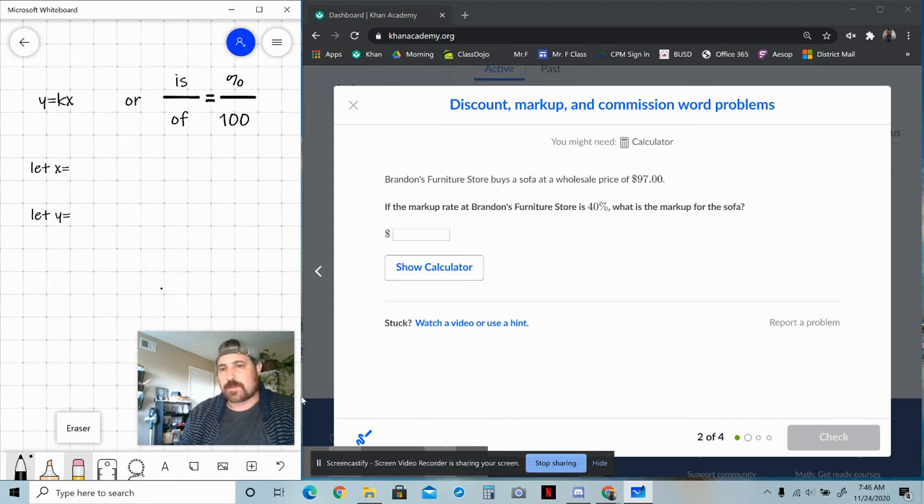So this time they don't want the price of the sofa when they're selling it. They don't want the retail price. They just want the dollar amount of the markup. So they're telling you it's 40% of the wholesale price, and they want that markup dollar amount. So this one's a much simpler problem.